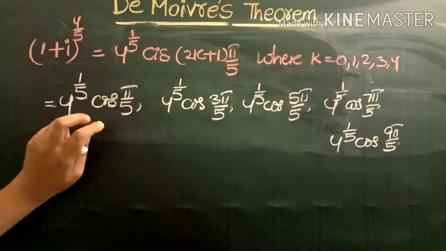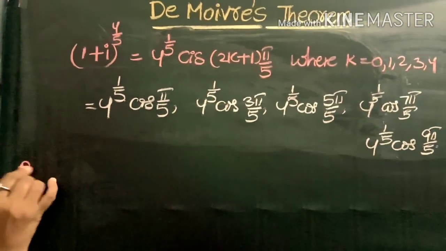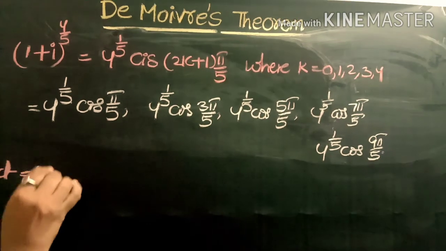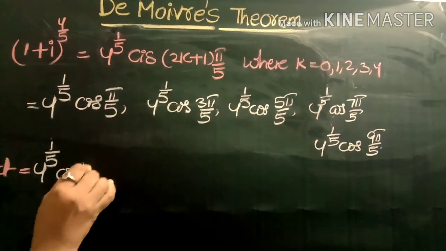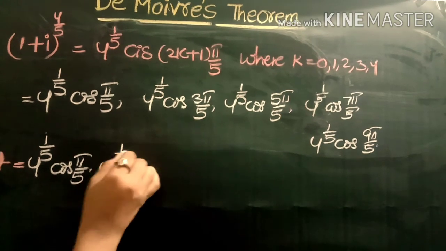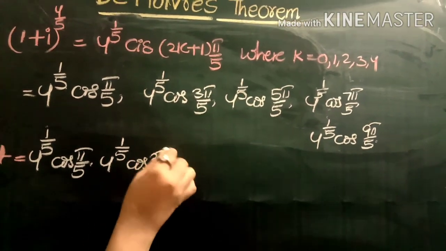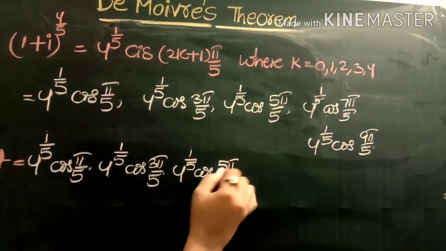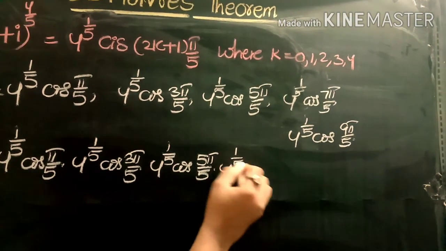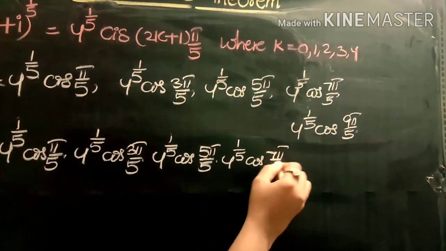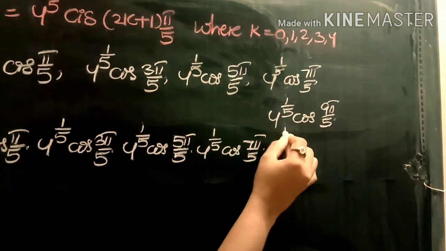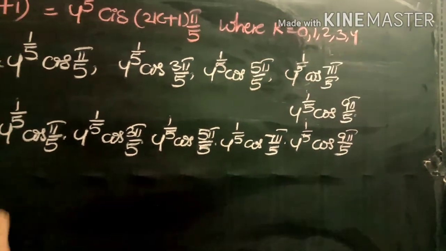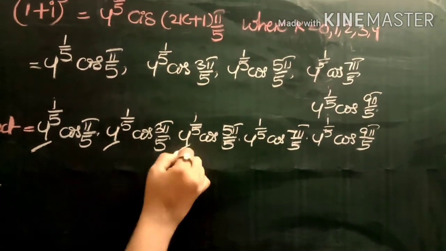Now the given question is to find the product of all values. Means we want the product of all these values. So we are taking the product of the values here. Product is equal to first value 4 power 1 by 5 into cis pi by 5, second value 4 power 1 by 5 into cis 3 pi by 5, third value 4 power 1 by 5 into cis 5 pi by 5, next value 4 power 1 by 5 into cis 7 pi by 5, last value 4 power 1 by 5 into cis 9 pi by 5, and this is equal to 4 power 1 by 5, 1, 2, 3, 4, 5.